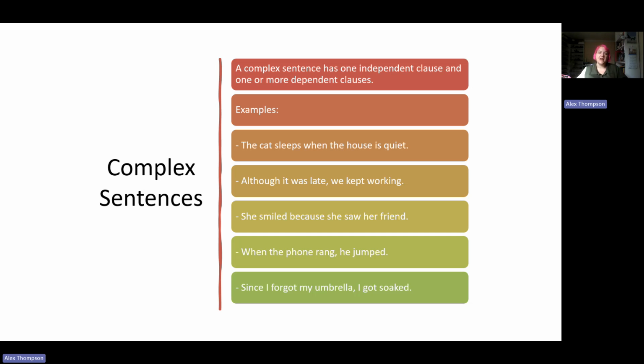So the other examples we have here. She smiled because she saw her friend. When the phone rang, he jumped. Since I forgot my umbrella, I got soaked. So we've got here a list of, I think it's at least 5, if not 6 examples.